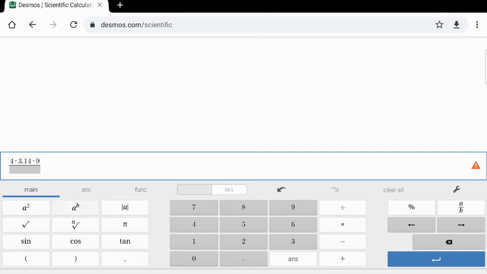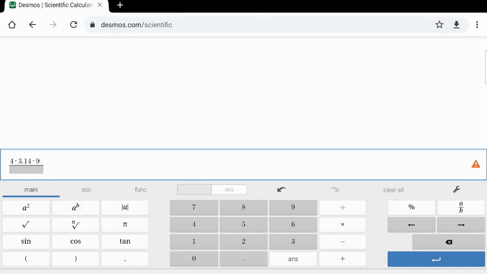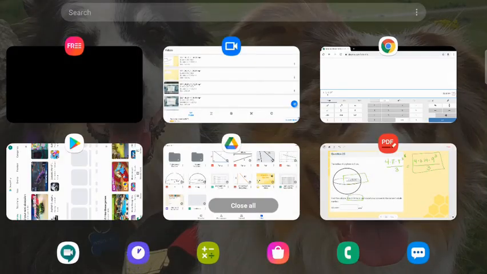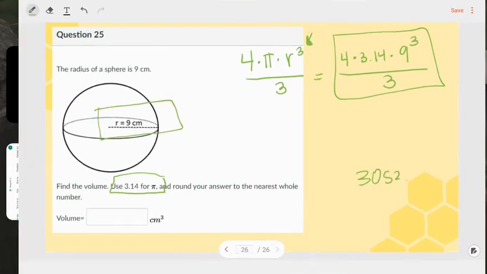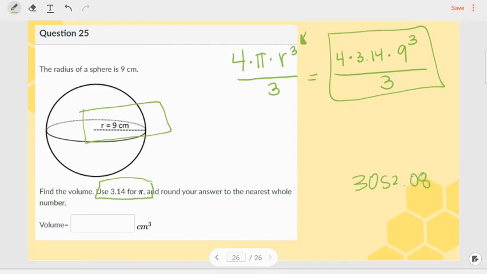Now, if I want to do any exponent, I have to click the button next to the a squared, for the third power. Click back into the bottom, divided by 3. So what is my answer? 3052.08. Nearest whole number, that 0 is not enough to round up, so 3052 is my final answer.